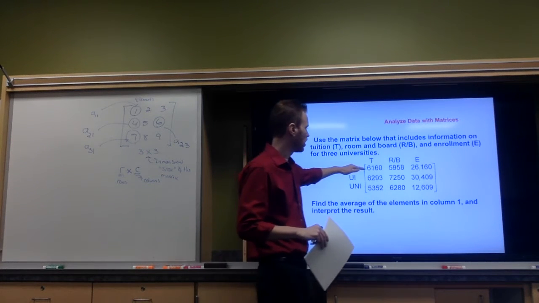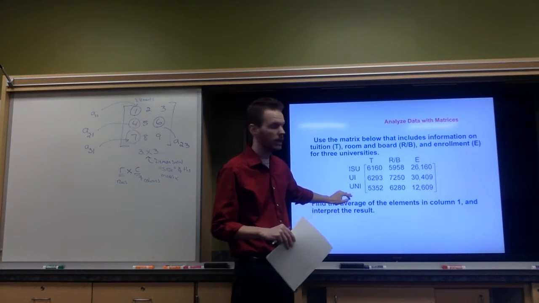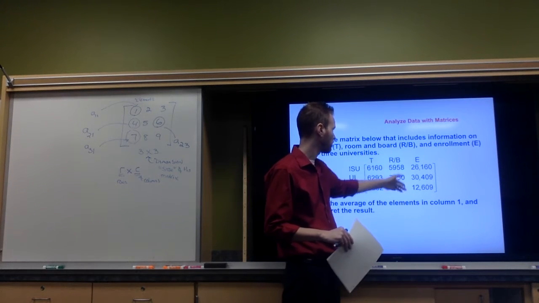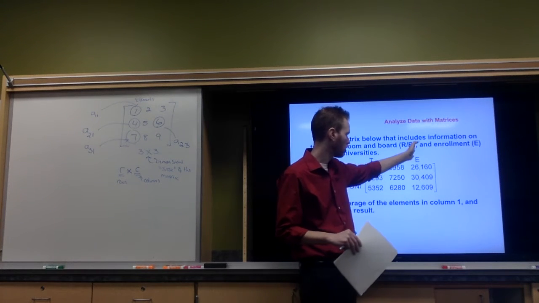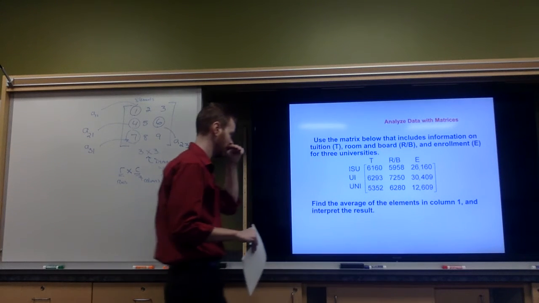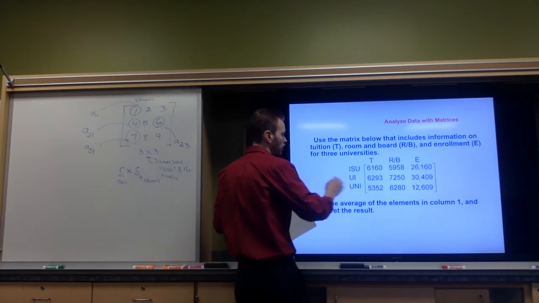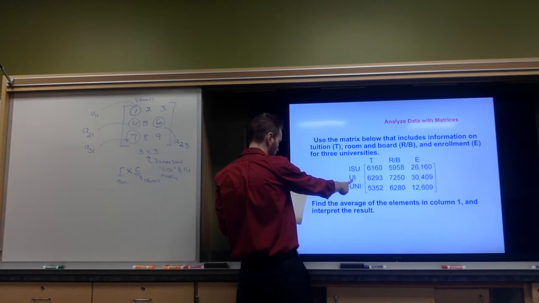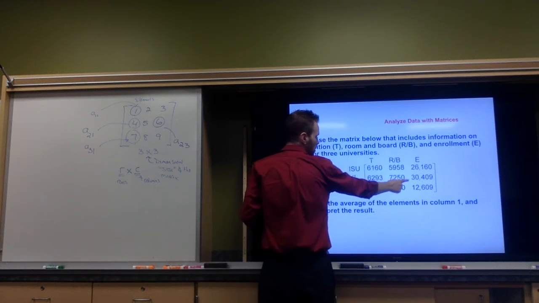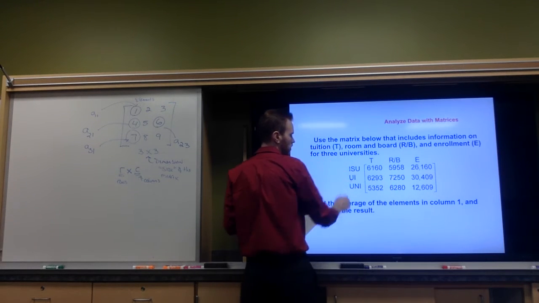So each row in this matrix represents a university. Each column represents tuition. Column 2 is room and board, and column 3 is enrollment. Okay, so you see how this matrix works out here. If I look at this position, this is Iowa, this number represents the amount of money for room and board, $7,250 for this university.